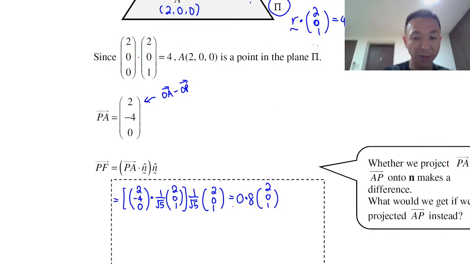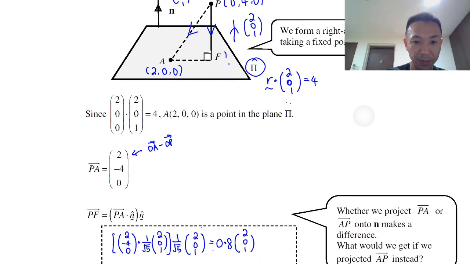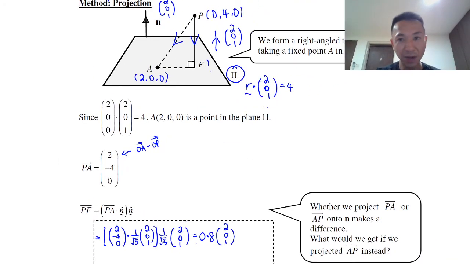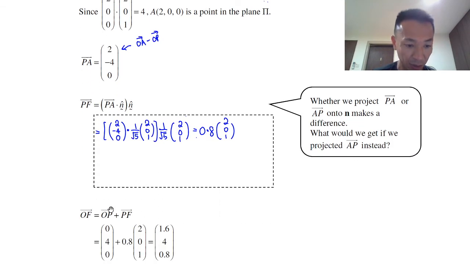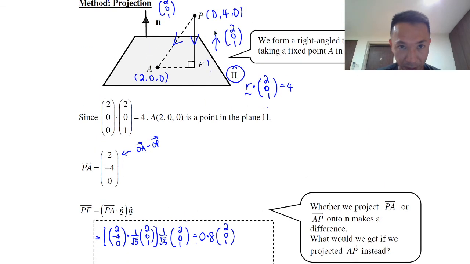Let's take a look at the diagram here. I have now found what is PF. So, what do I want? I want OF. Yes, OF is now OP plus PF, and you get the answer. So, the idea is to use projection to find a vector here.